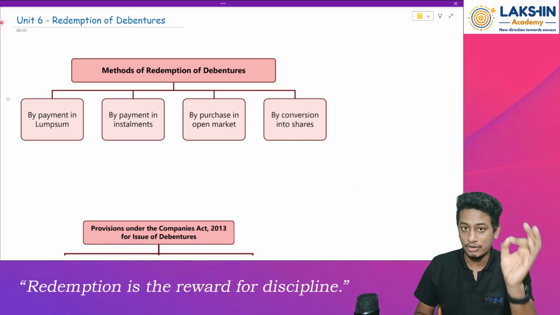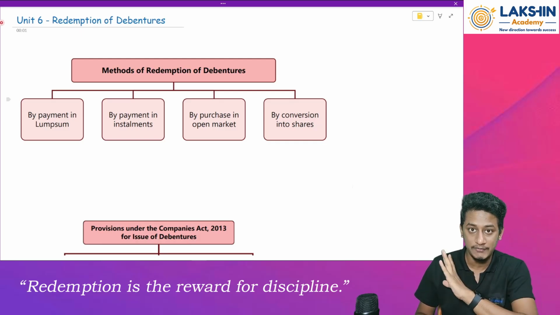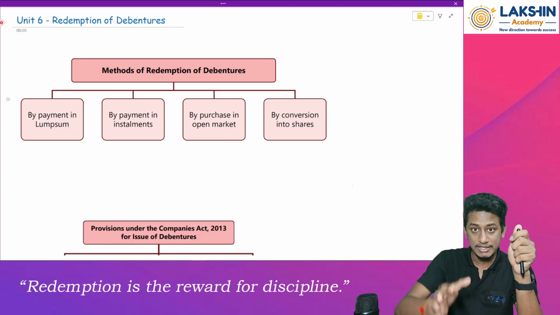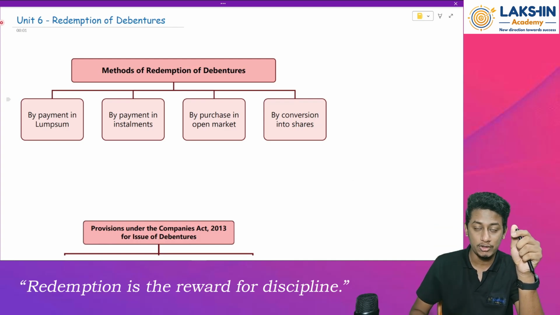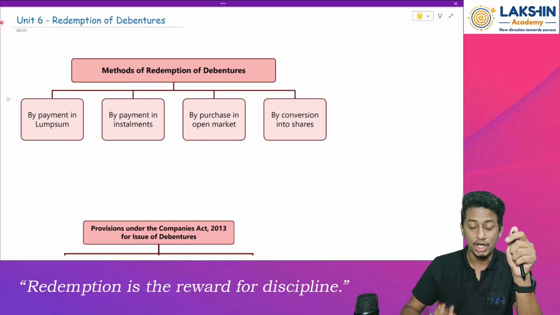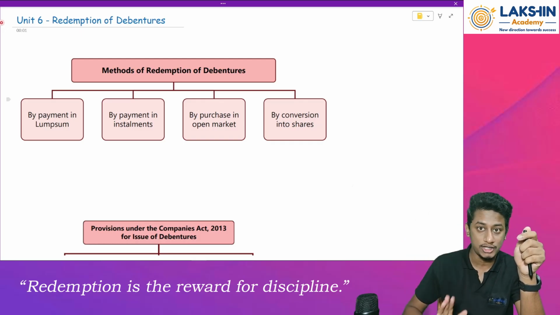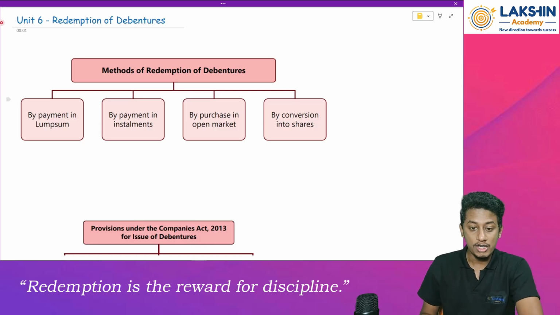So we already know what redemption means, right? We have seen it in preference shares. Similarly, in case of debentures also, there's a limit of 20 years up to which you can issue the debentures. After that, you need to redeem the debentures. You cannot keep them for a long time. Clear? Okay. So now, what are the modes of redemption?